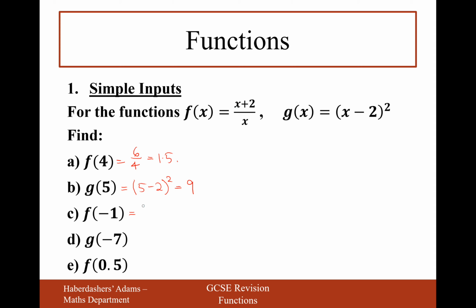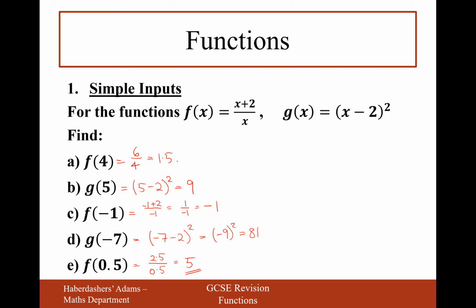Minus 1 into the f function, so minus 1 plus 2 over minus 1. So that's going to be 1 on the top, minus 1 on the bottom. 1 divided by minus 1 is minus 1. G of minus 7, so that's going to be minus 7, take away 2 squared. So that's going to be minus 9 squared, which is 81. And f of 0.5, so that's going to be 2.5 divided by 0.5, and when you divide by 0.5 you're actually doubling it, so that would be 5.